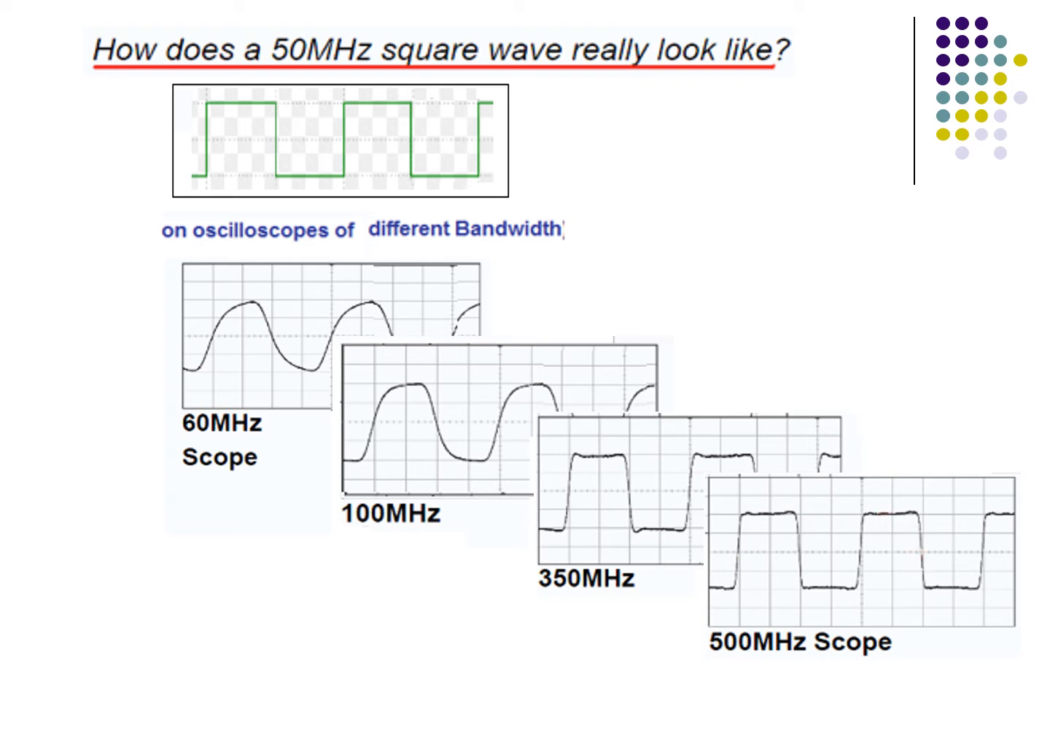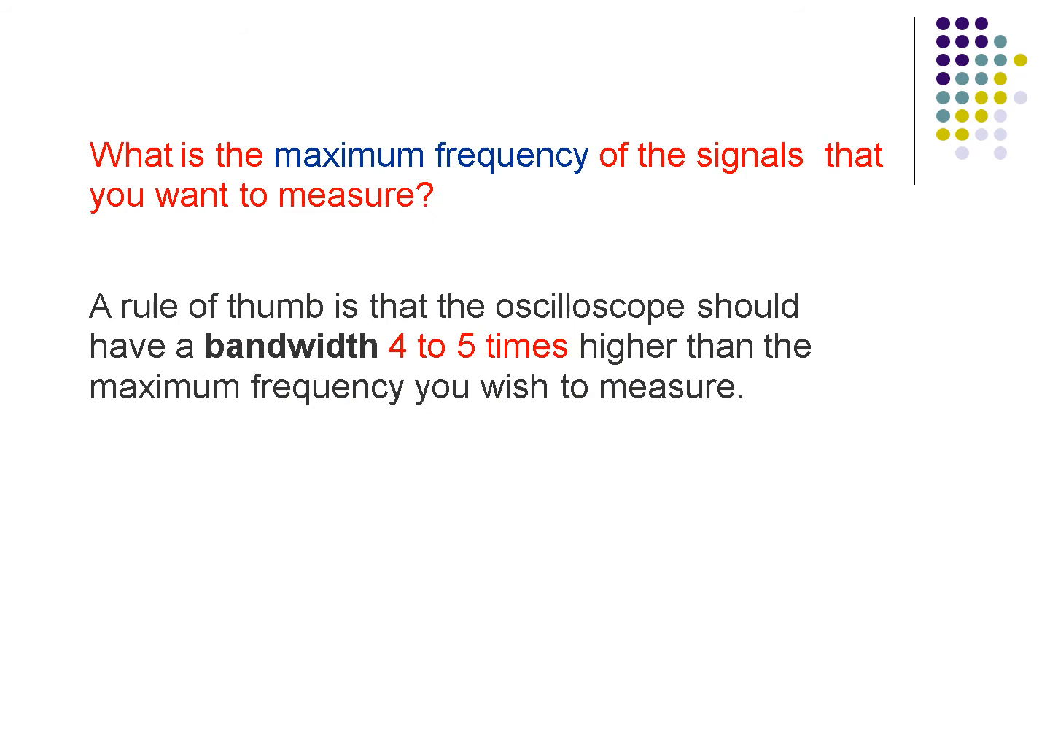So from here we can conclude that you have to keep in mind the maximum frequency of the signal that you want to measure, and multiply that by 4 to 5 times, as a rule of thumb. The oscilloscope should have a bandwidth 4 to 5 times higher than the maximum frequency you wish to measure. In the previous slide, we saw that for 50 megahertz, when we went to about 7 times, the signal became much better, and 10 times was very much better.